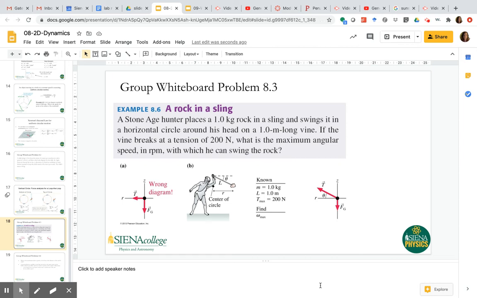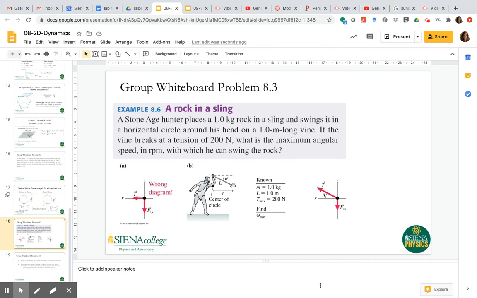Hello, here we are again doing whiteboard problem 3 for chapter 8. A Stone Age hunter places a 1 kilogram rock in a sling, so my mass is 1 kilogram, and swings it in a horizontal circle around his head on a 1 meter long vine. So I'm going to write down L is 1 meter. If the vine breaks at a tension of 200 newtons, T max equals 200 newtons. What's the maximum angular speed in RPM with which he can swing the rock?